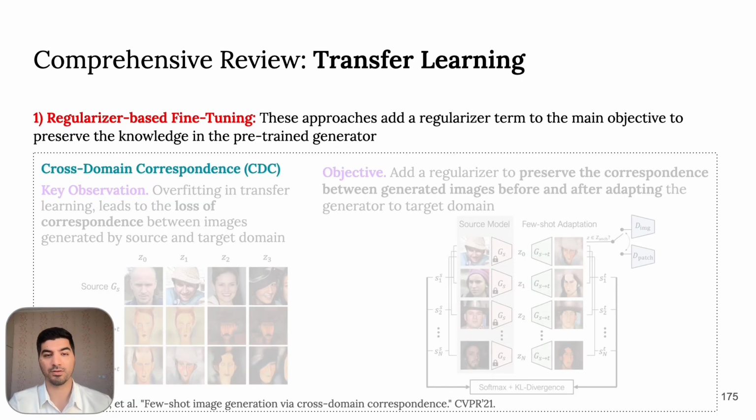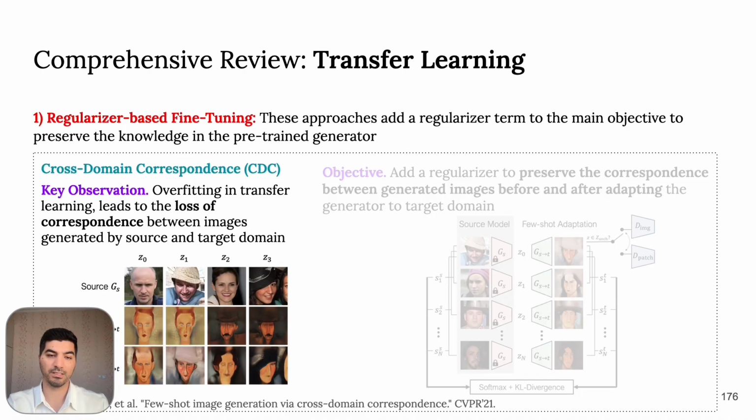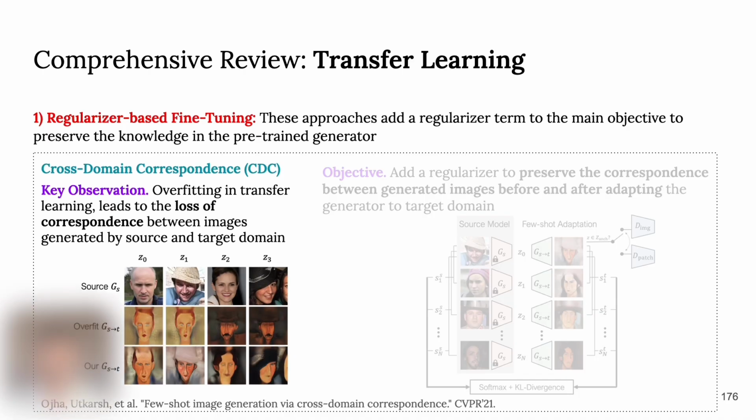Next work is cross-domain correspondence, or CDC. And the key observation of CDC is that within generated images of a good and powerful source generator, there is a correspondence. And if we fine-tune this source generator to a target domain with limited data and overfitting happens, this correspondence will be degraded or vanish.